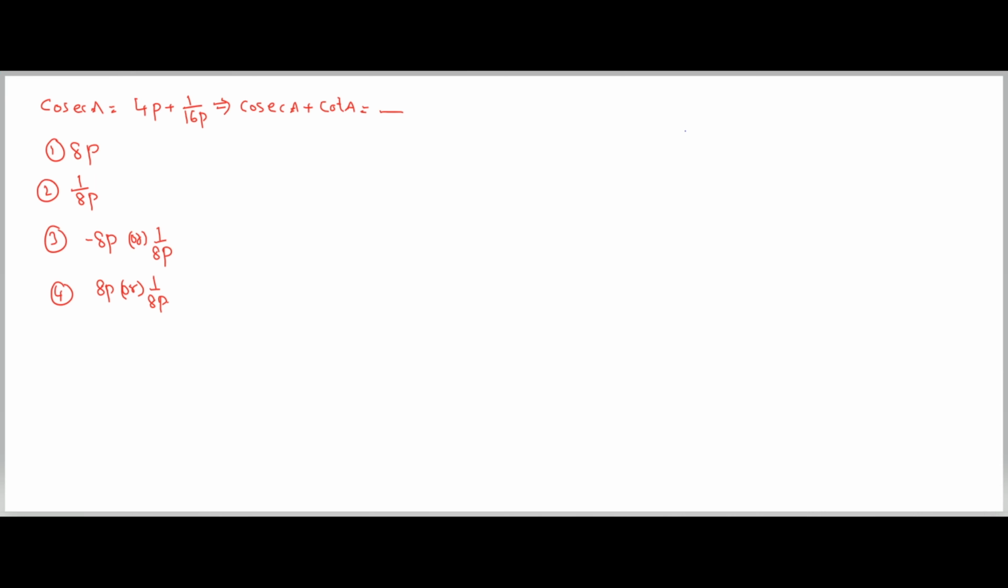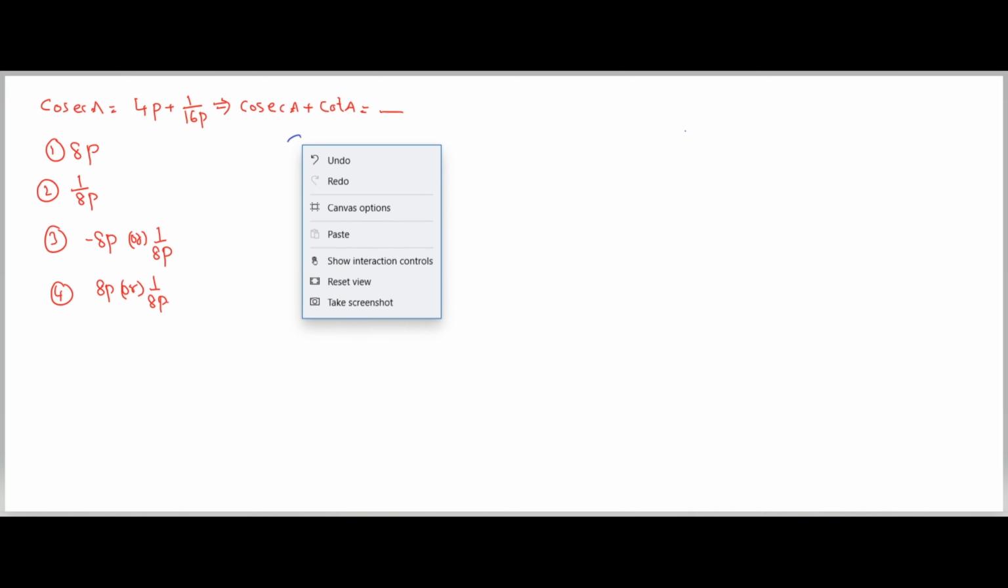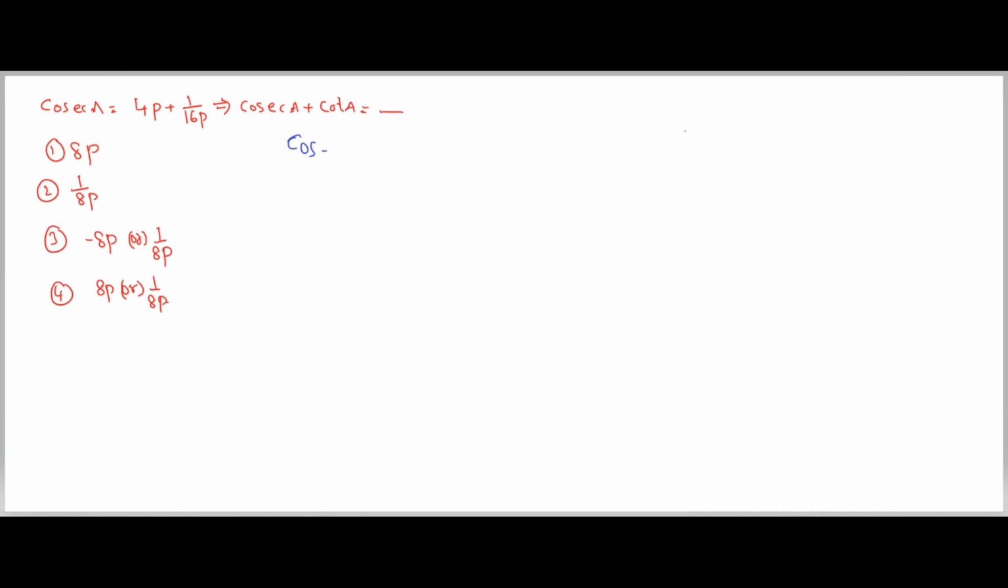cosec a is equal to 4p + 1 by 16p, then cosec a + cot a value is dash. Here it is given cosec a is equal to 4p + 1 by 16p. Multiplying by 2 on both sides, 2 cosec a is equal to 8p + 2 by 16p, that is 1 by 8p. 2 cosec a is written as cosec a + cosec a is equal to 8p + 1 by 8p.